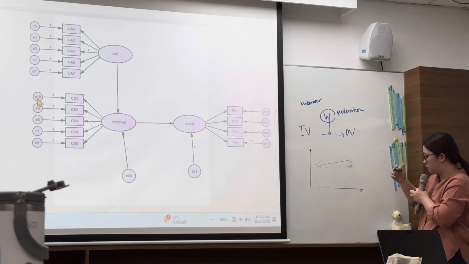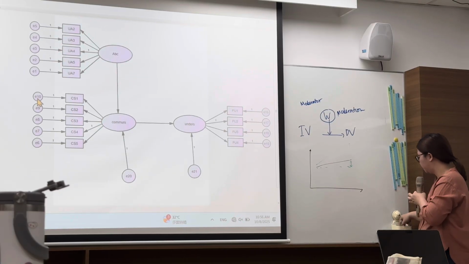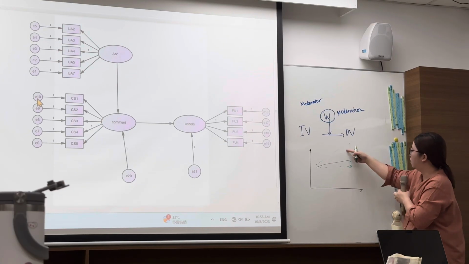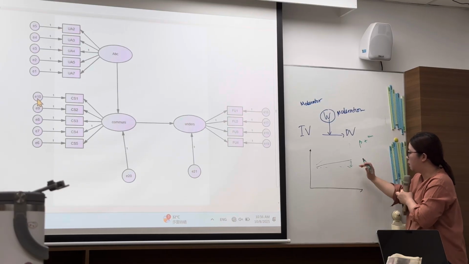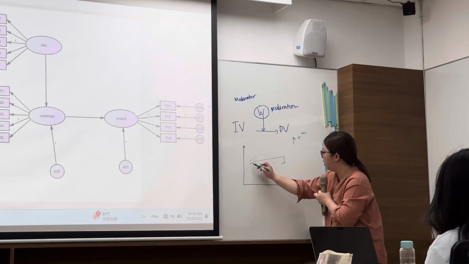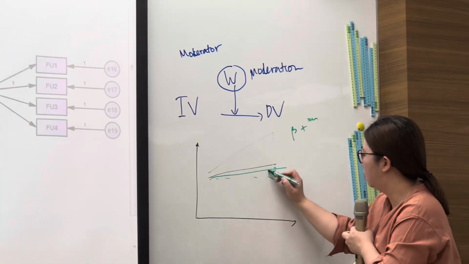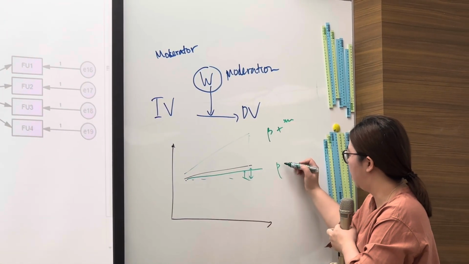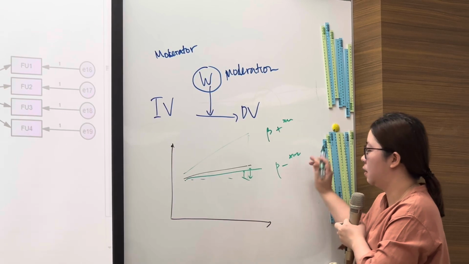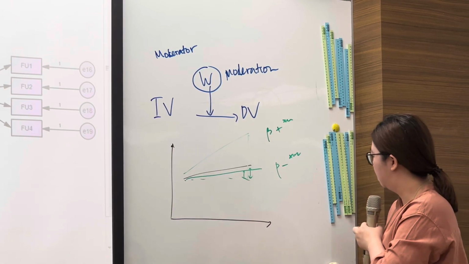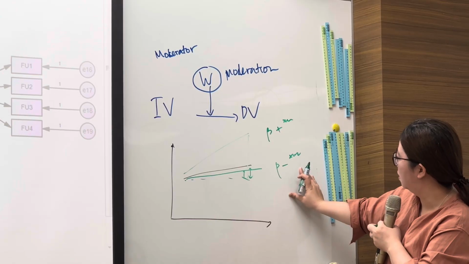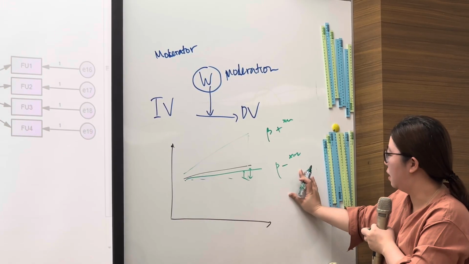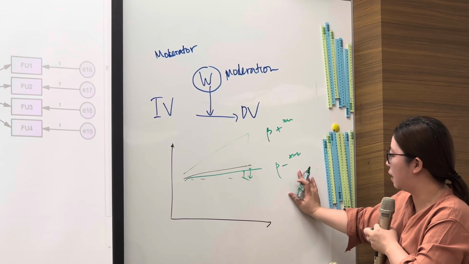Okay, so weakened. What does it mean by weakened? Okay, in this one, the effect should be positive and significant. Weakened means that you can see the slope like this, right? And it becomes lower. So this one becomes negative and significant. Yes, it will reduce the strength of the effect like this one.